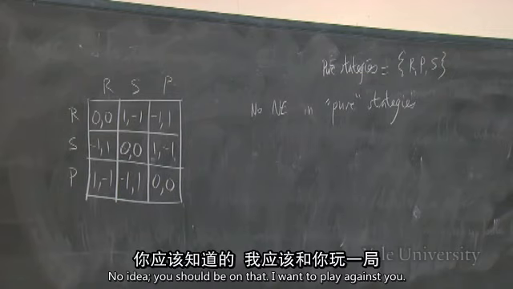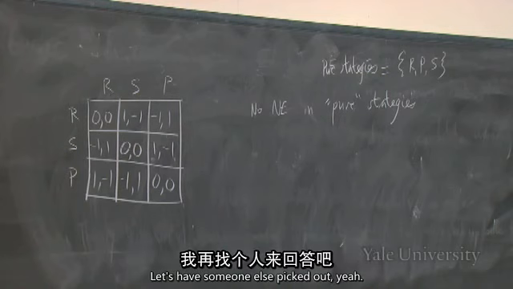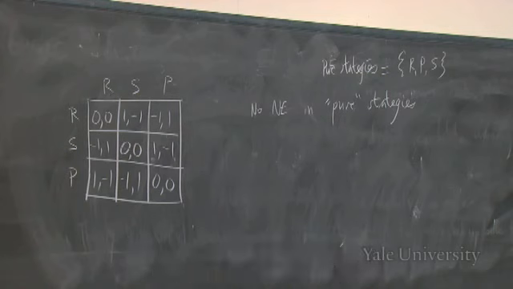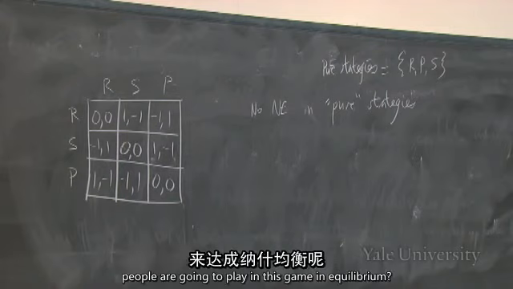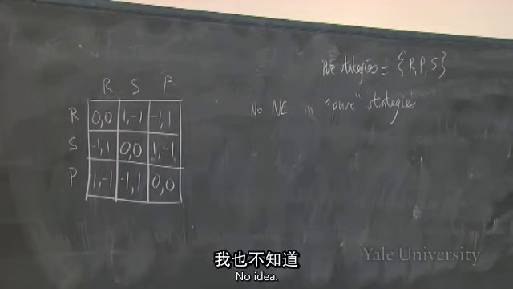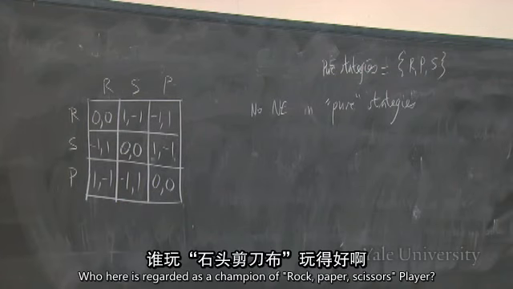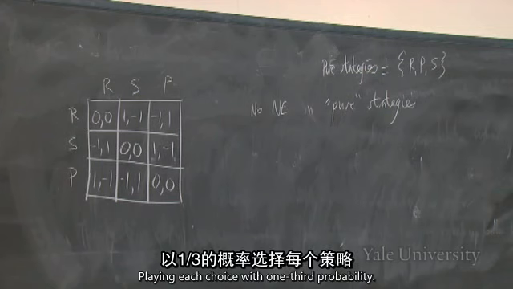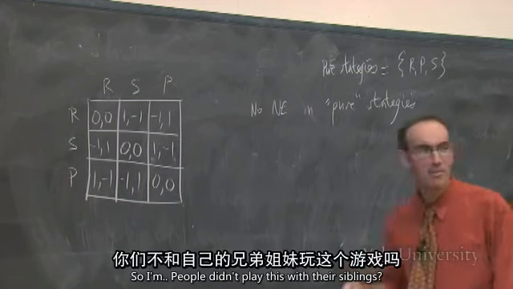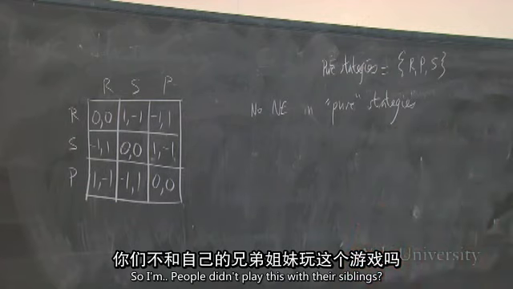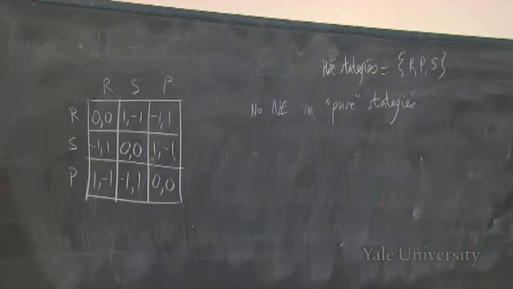No idea. No idea? You should be on that. Yeah, I want to play against you. Let's have someone else pick out. What do we think is likely to be the mixed strategy people are going to play in this game in equilibrium? No idea. No idea? All right. Who here regards themselves as a champion rock, paper, scissors player? Playing each choice with 1/3 probability. Thank you. I thought that would be okay. So I'm amazed. People didn't play this with their siblings, or maybe they did and they just lost a lot. I don't know. But all right.